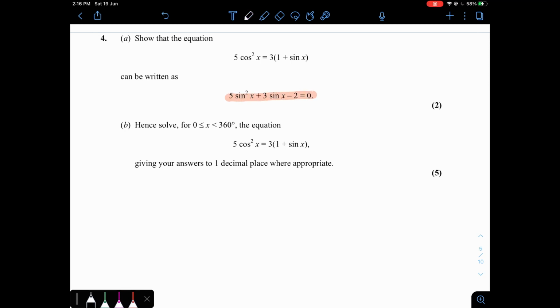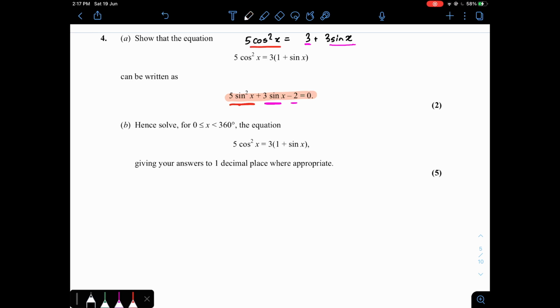So, first thing we should do is expand this bracket we have here, to see how close we can get to what we're doing here. So this is 5 cos squared x equals 3 plus 3 sine x. You can see that the sine x is fine, it's the same. There's a number, right? The only difference here is we have a sine squared and we have a cos squared.